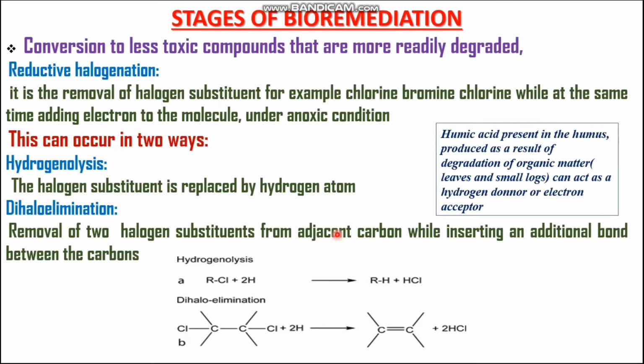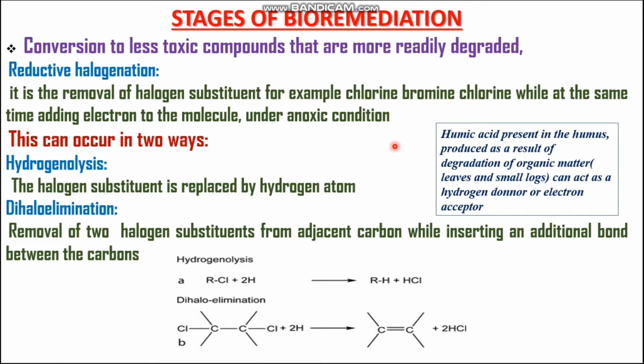Next, we have the stages of bioremediation. The first stage is the conversion of a toxic compound to a less toxic compound to make sure it is readily degradable. This can be achieved with the help of a process called reductive dehalogenation. So what is reductive dehalogenation? It is the removal of a halogen substituent, for example chlorine or bromine, while at the same time adding an electron to the molecule under anoxic conditions. That is, we remove the halogen substituent and we also add some electron to the molecule.